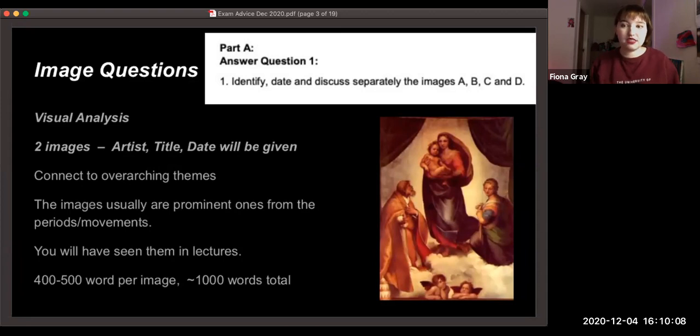Also, these images you will have seen in lectures, and they will relate to general themes and periods on the course. For this section, there'll be two images, and you're expected to write about 1,000 words for this, so about 500 words for each image.